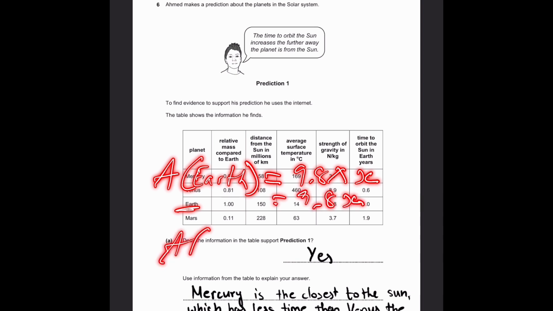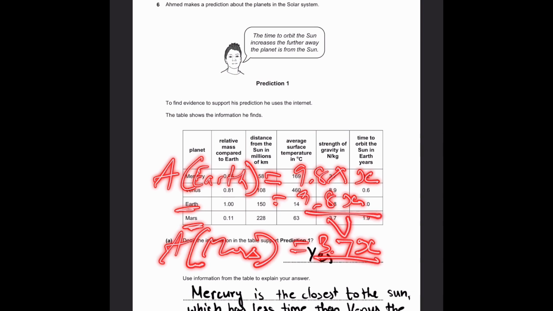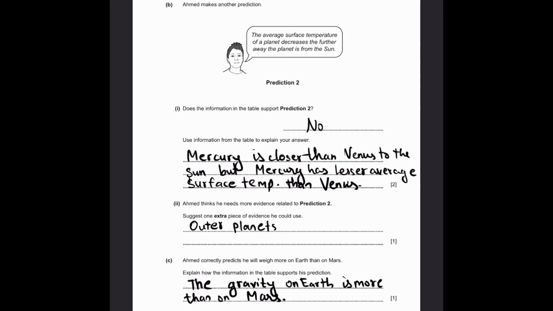Now for Ahmed's weight on Mars, that'll be 3.7 times x. So 9.8 is greater than 3.7, right? That means we can see that the information in the table supports his prediction. Gravity on Earth is higher than that on Mars.